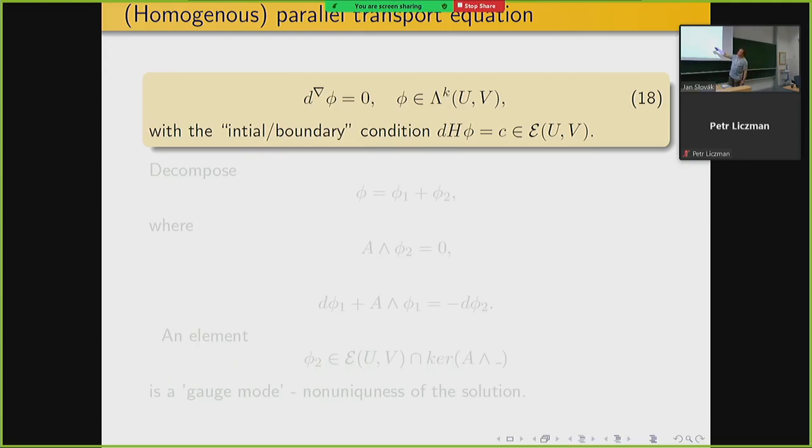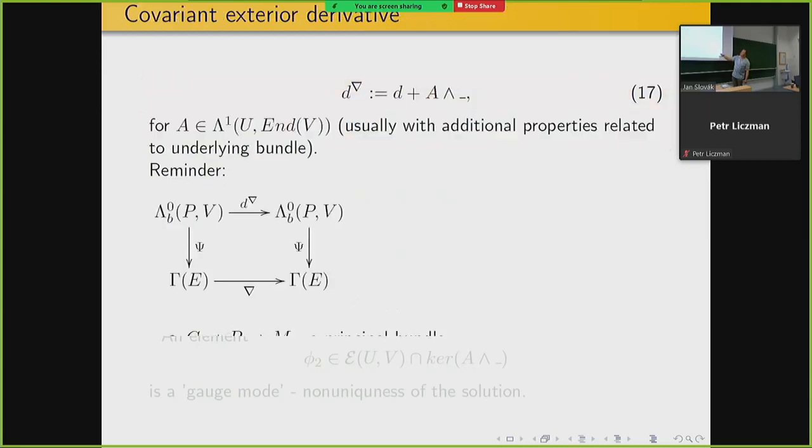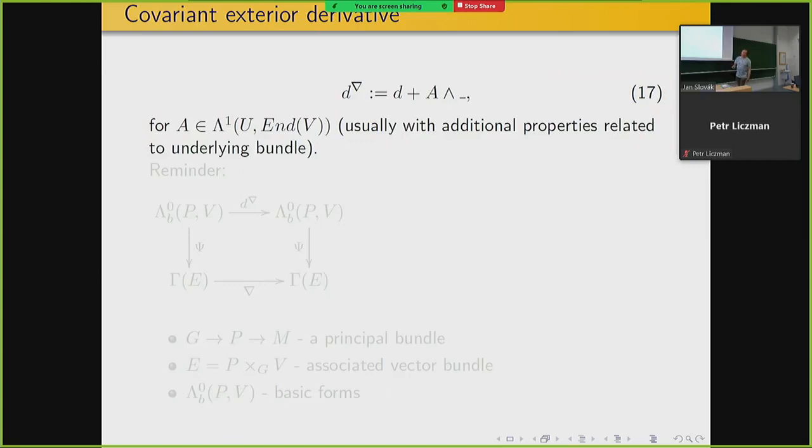So first let's focus on the parallel transport equation, where we are looking for phi, which is a k-form valued in the vector space V. And we have to assume some initial, there is no time, but I call it initial, or boundary condition: d_H phi is equal to C. So the exact part of phi is some other exact form which is valued in V. Okay, so we decompose this solution, which we are trying to find, into two parts. The second part is in the kernel of this operator. Here, it's an algebraic operator.